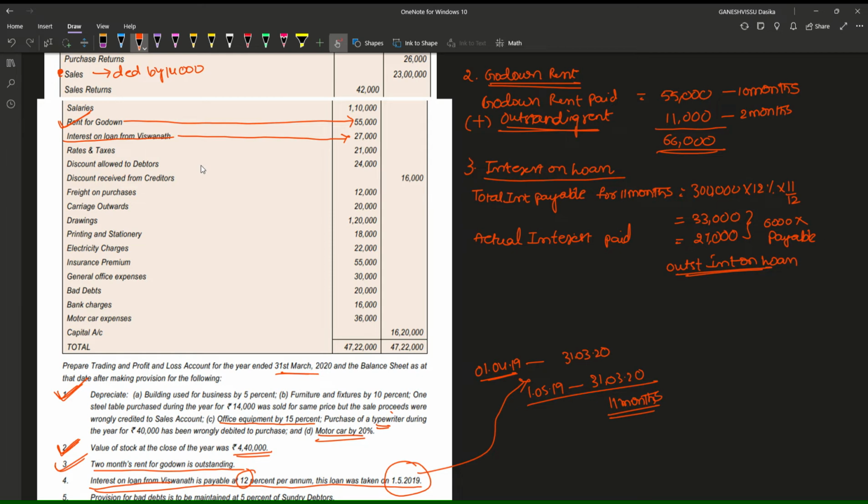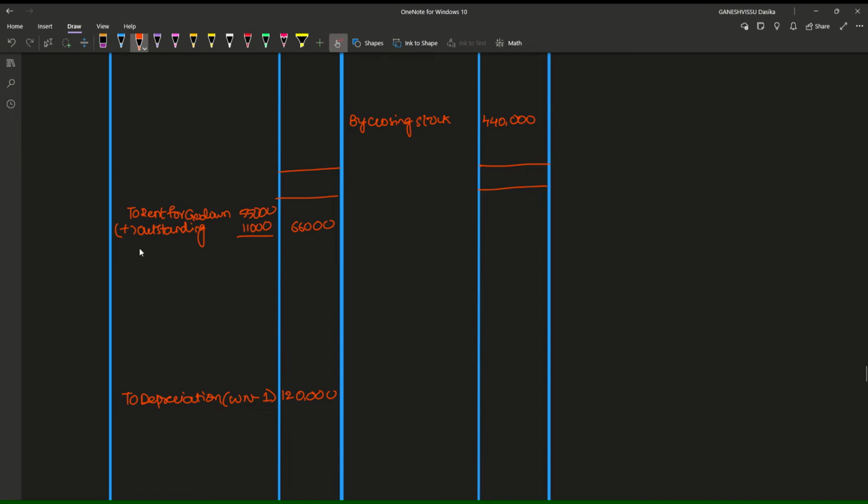But what we need to write here is 27,000 is the total paid interest on loan. This is to be done, and plus outstanding interest is also there, outstanding by 6,000, and that would be totally 33,000 rupees, right? Let us debit that one also. To interest on loan, we can write it here 27,000, which is paid by us, and plus outstanding interest by 6,000 rupees, which is totally 33,000 to be shown.